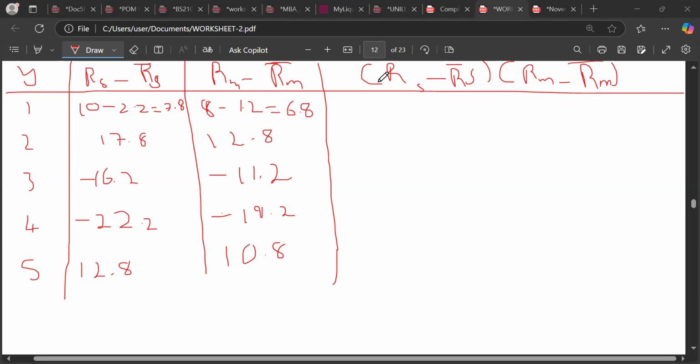So at this point, we find the product between this column and this column. So 6.8 times 7.8, what are we getting? Help me out with the product here. 6.8 times 7.8, what's it giving us? 53.04, right? This is the answer. Are you getting this answer?